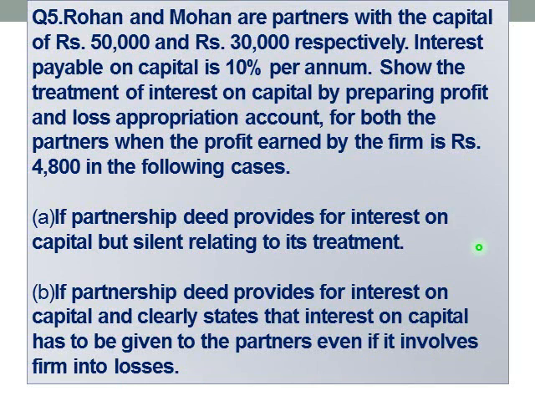So what is the basic difference between these two cases? Interest on capital is given to the partners as per the partnership deed, but in the first case the partnership deed is silent relating to its treatment, and in the second case it is clearly mentioned that it has to be given to the partners even if it involves the firm in losses. It means interest on capital is treated as an appropriation in the first case, and as a charge on profit in the second case.